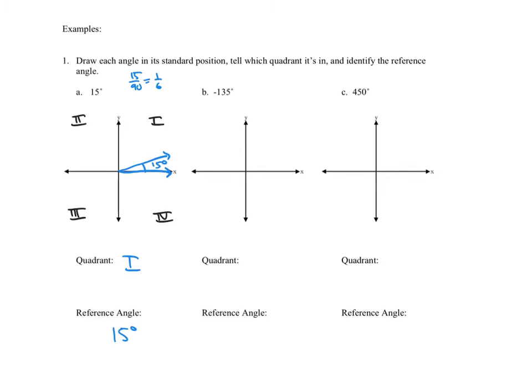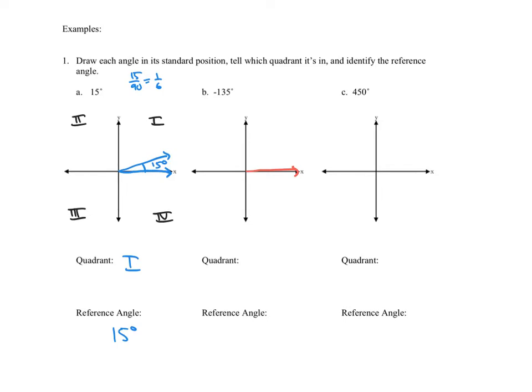The next one, negative 135, if we subtract 135 minus 90, we have to go another 45 degrees past 90. And remember that we're going in the negative direction. So the initial side is still on the x-axis, but we're swinging down to the left.